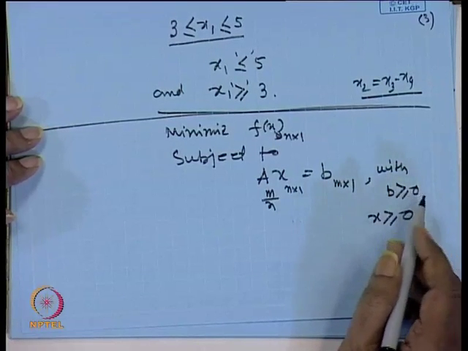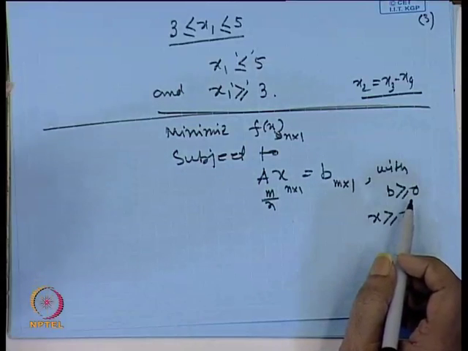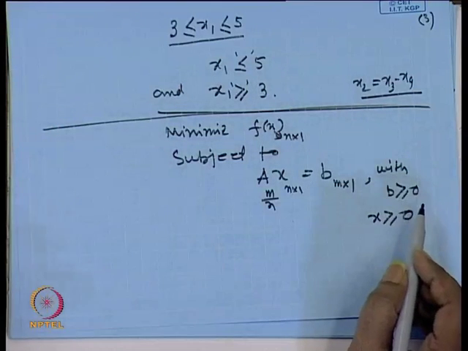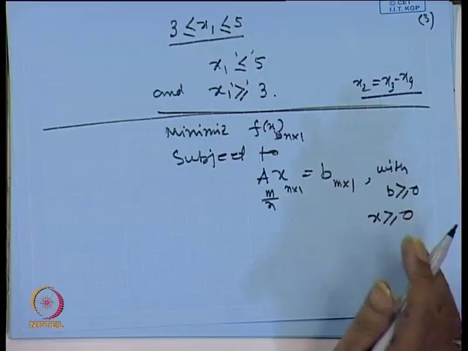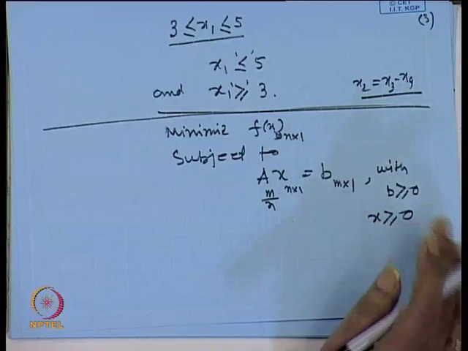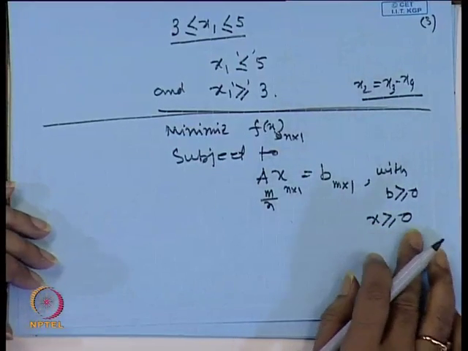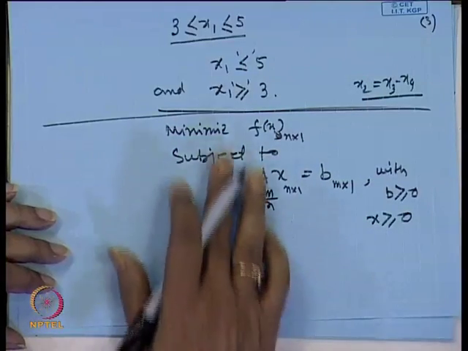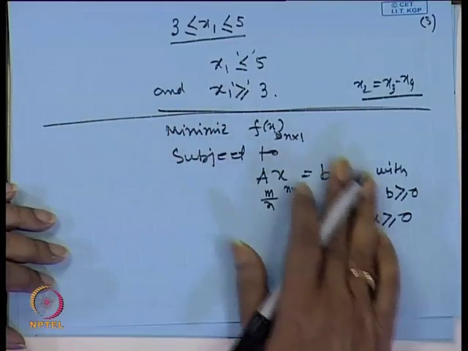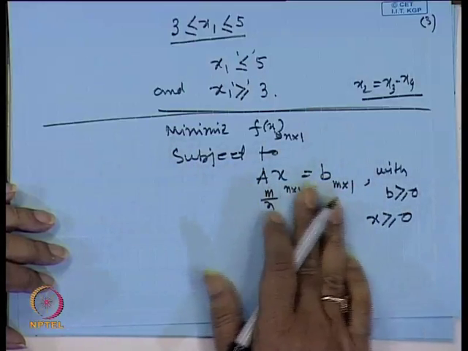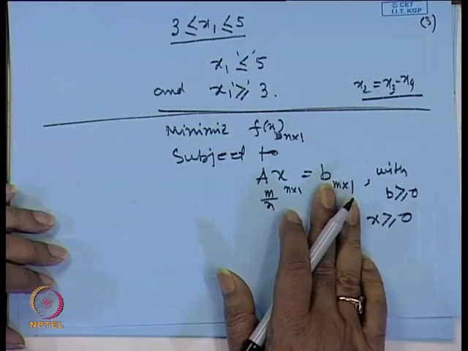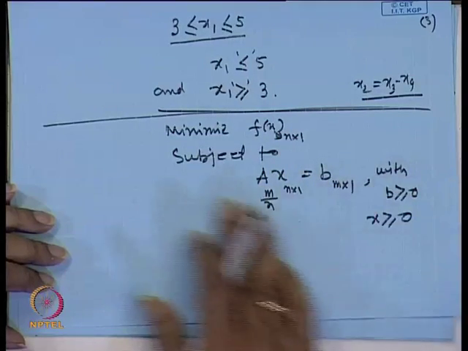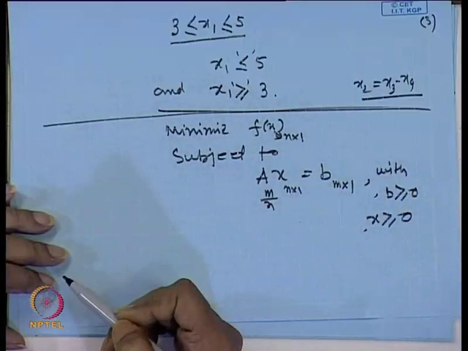This vector greater than or equal to 0 means each element of this vector of dimension m cross 1 is greater than or equal to 0. Similarly for x, each element of x is greater than or equal to 0. Now, our problem is that we are looking for a solution of this linear algebraic equation. We have to find the value of x so that these constraints are satisfied.